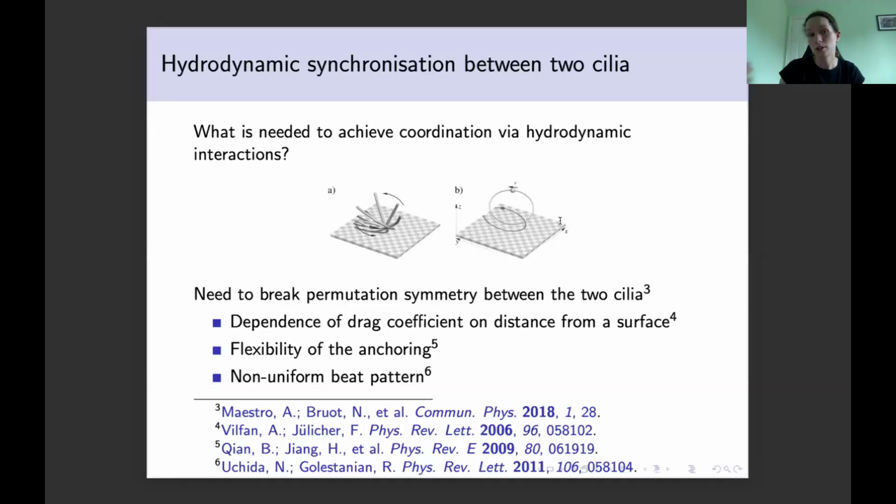And so you can ask, well, what is needed to achieve hydrodynamic coordination if you've just got two cilia? The key thing when you've got two is you need to break the permutation symmetry between the two cilia in order to get some kind of coordination. So what that means is that there has to be some kind of physical difference between the two cilia. That could be if they're experiencing a different drag coefficient due to the surface, so a different amount of friction on them. If there's some flexibility of the anchoring, so they're not rigidly constrained to the trajectory, or if you have a non-uniform beat pattern. They're all examples of how you can break the permutation symmetry. But the main thing is that there has to be something physical that allows you to tell the difference between these two things.